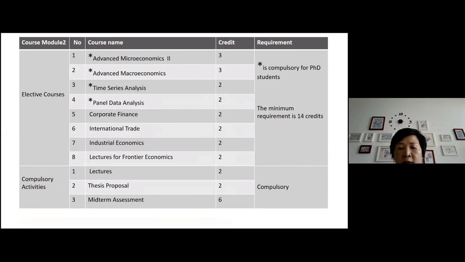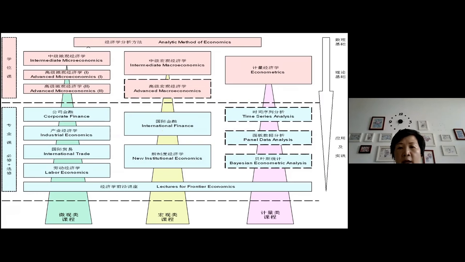And we do have a series of lectures on frontier economic research. All our faculty I just mentioned will give a 2-hour lecture to introduce their research. And some of them will tell you the economic story of China's development. Okay. And for the compulsory activities, basically you need to attend some lectures, and also you need to finally write the thesis proposal and midterm assessment. Okay, these are the basic curricula for the international students program. I made a table, a course map for the students to understand the structure of our economic training.